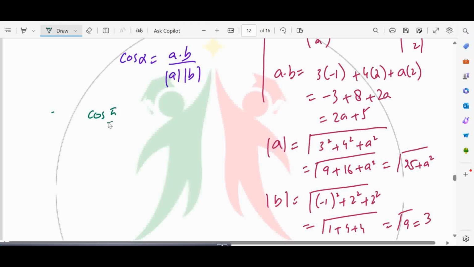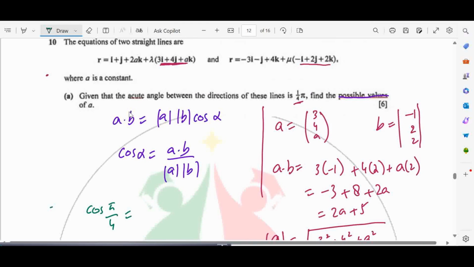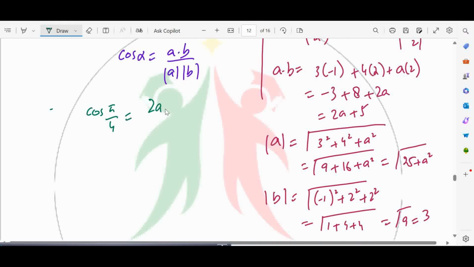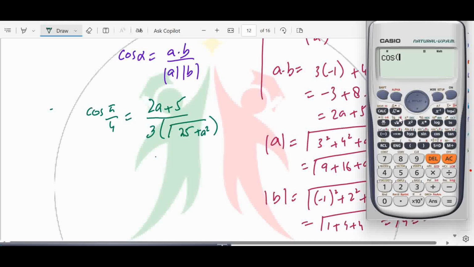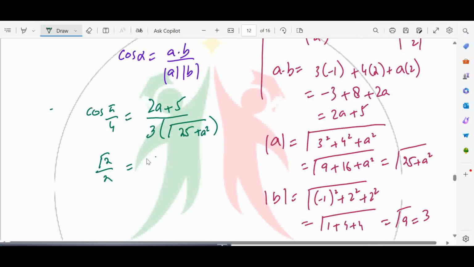Cos of pi by 4 is equal to A dot B, which is 2A plus 5, divided by 3 into square root of 25 plus A square. Now we can simplify it further. Cos of pi by 4 is square root of 2 by 2. So square root of 2 by 2 is equal to 2A plus 5 whole divided by 3 into square root of 25 plus A square.